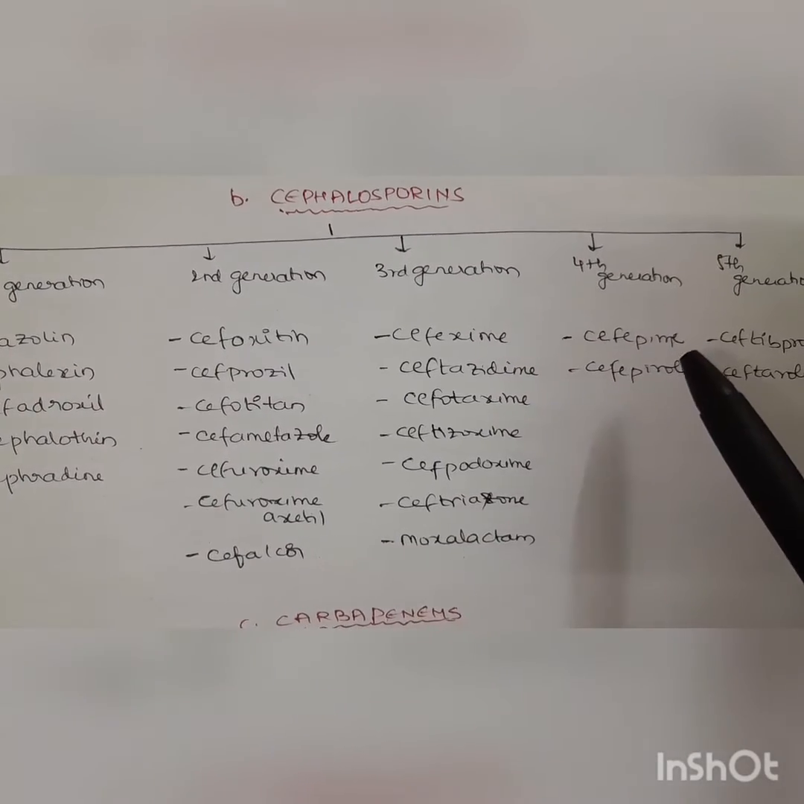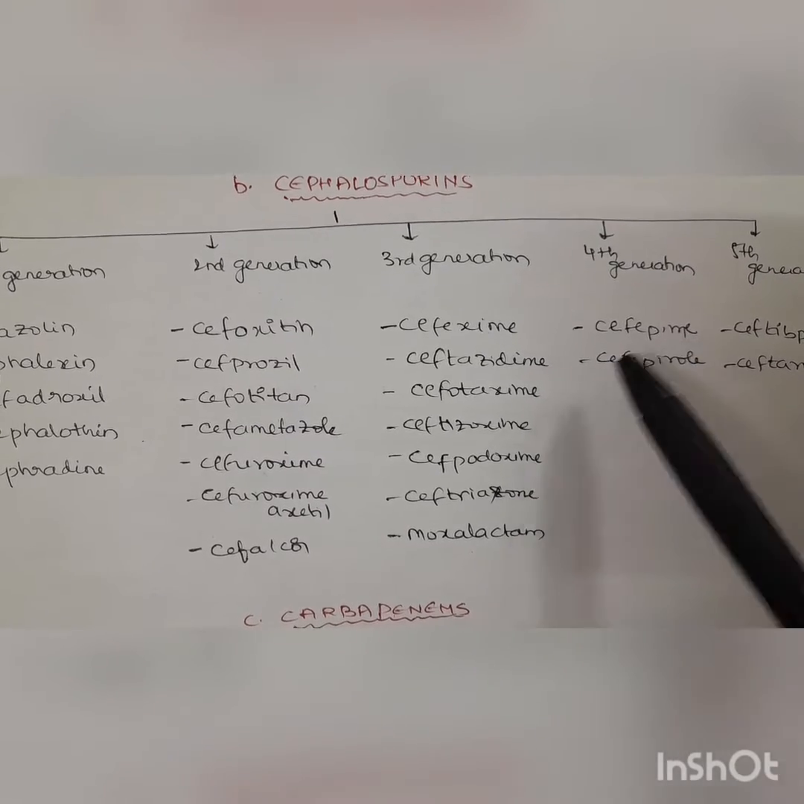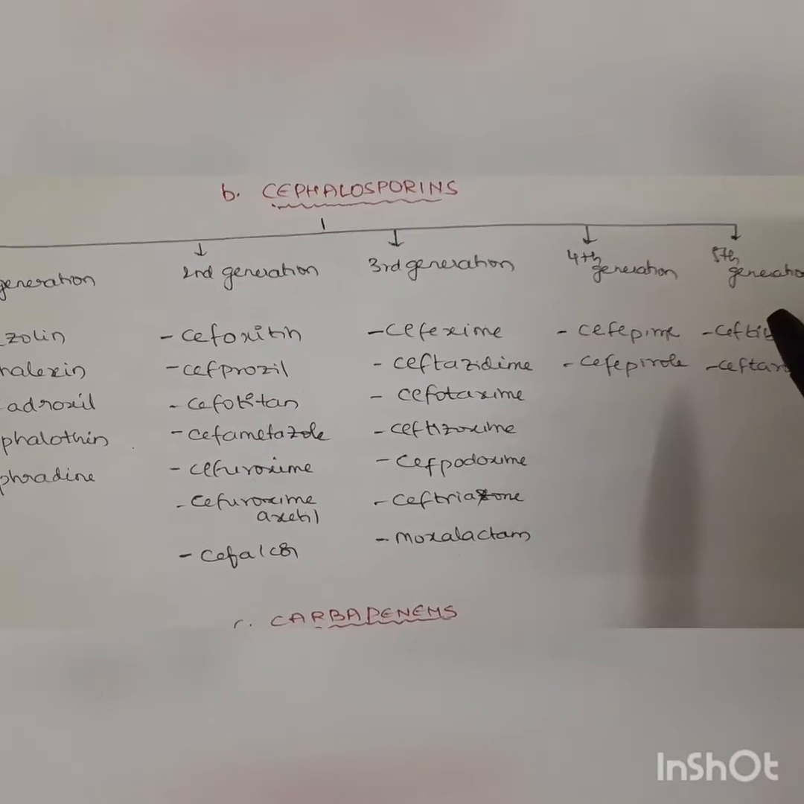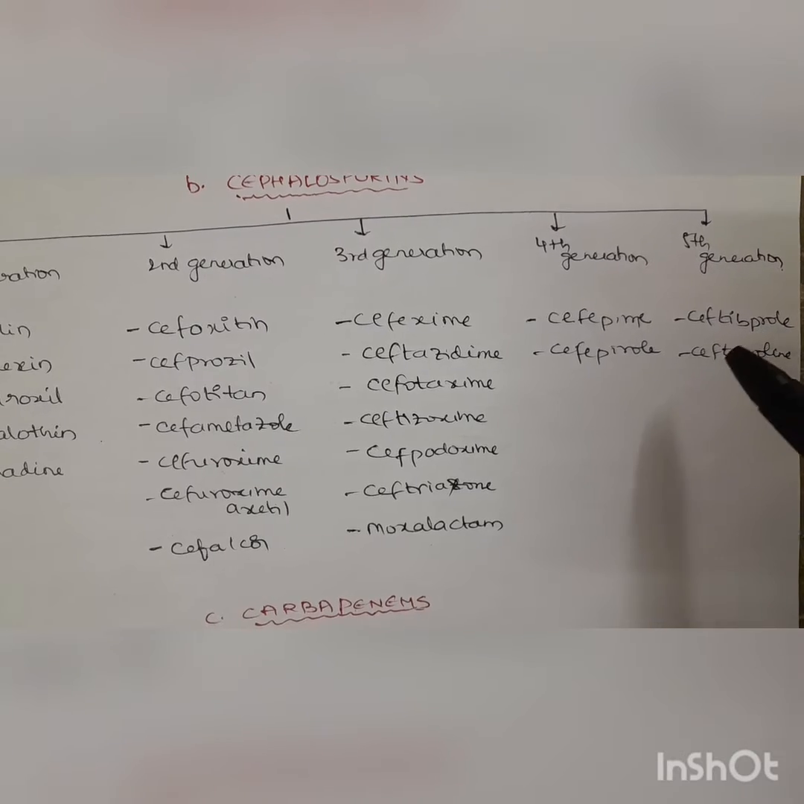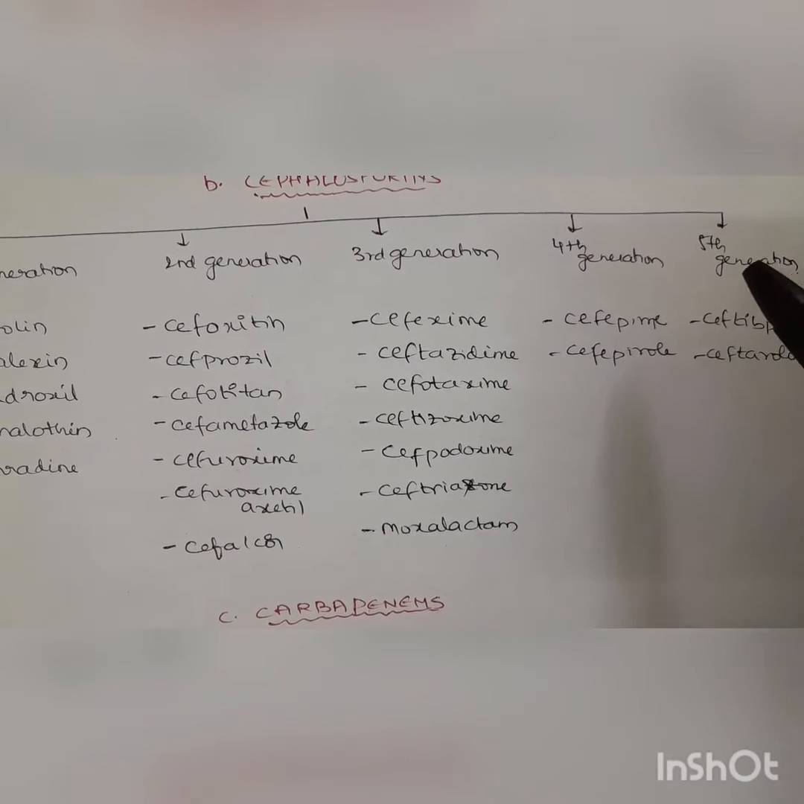Next, fourth generation includes cefepime and cefpirome. They have "cefi" in the starting. And fifth generation include ceftobiprole and ceftaroline. They have "ceft" in the starting.